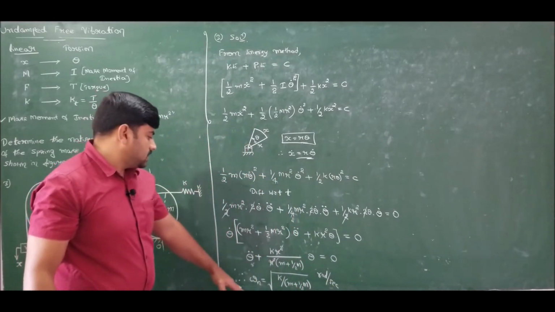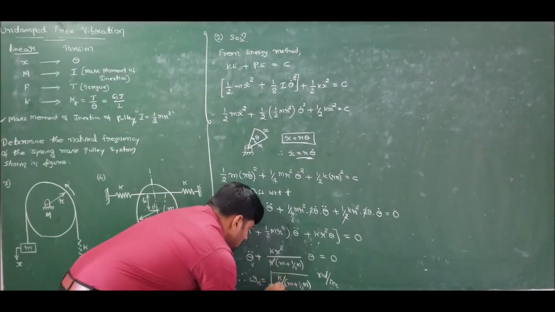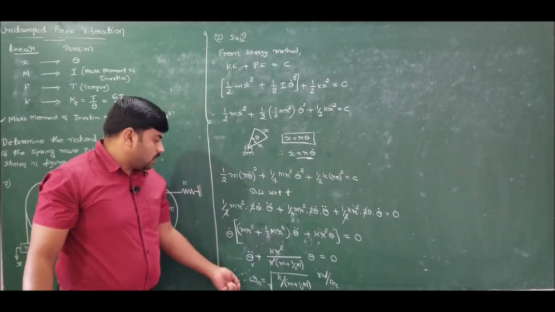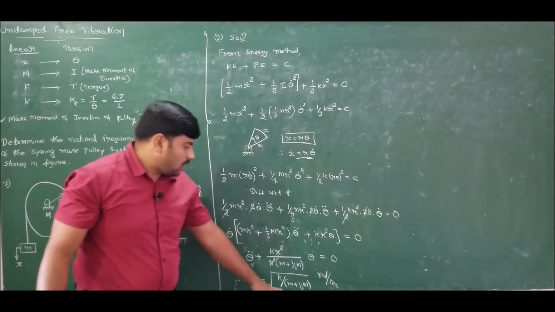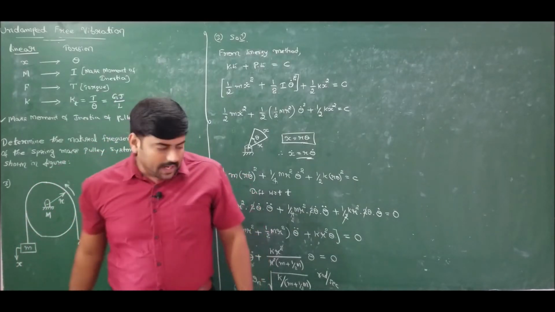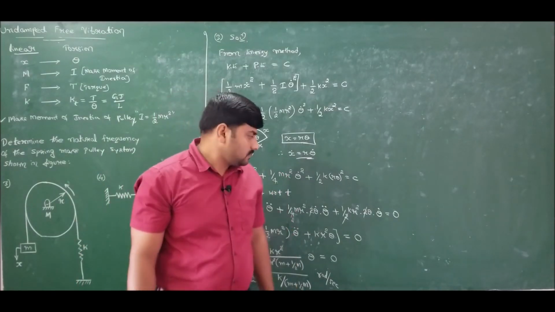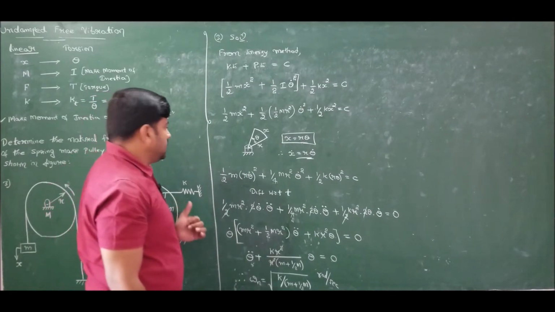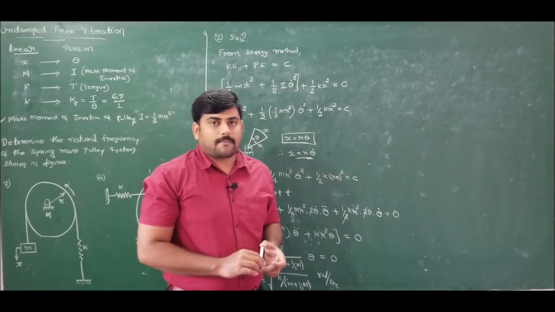If you want it in hertz, divide omega n by 2 pi. So I got the natural frequency equation for the system. It is given by the square root of k divided by m plus half capital M, where small m stands for this mass and capital M stands for the mass of the pulley attached. So this is the solution for problem number 3. All these problems have a weightage of 10 marks.